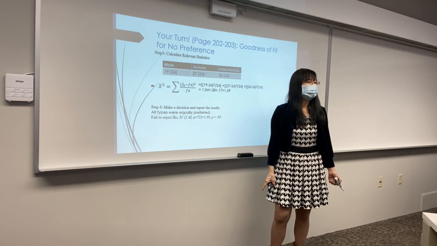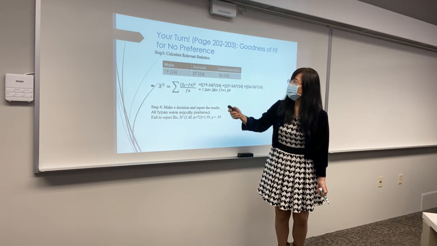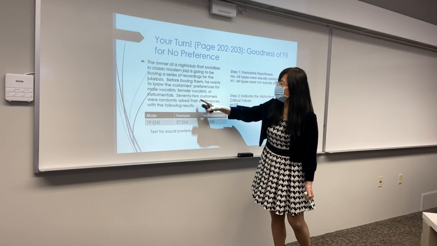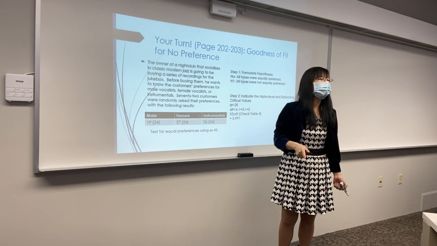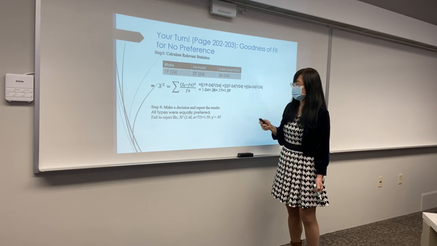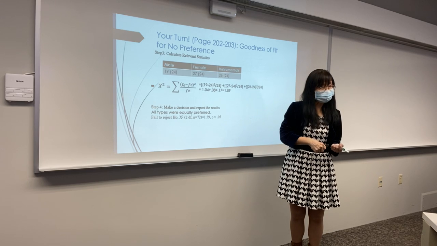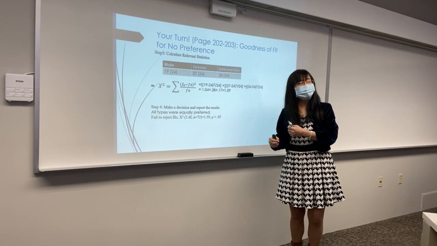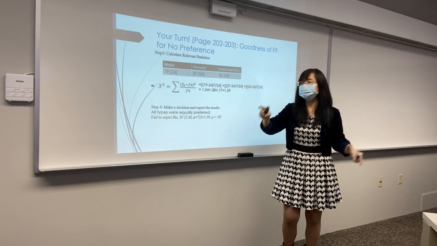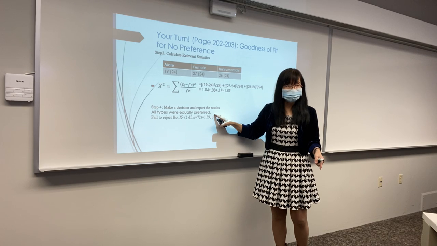Yes? Where did the 24 in parentheses come from? 24 is because your total is 72, and 72 divided by 3 is 24. Okay, so you are smaller, you fail to reject. And when you fail to reject, it is actually easy: you just go back to your H0. You can just copy your H0 to here. So they are equally preferred.